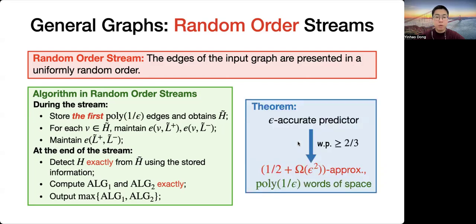The analysis follows directly from the offline algorithm. We can show that given oracle access to an epsilon accurate predictor, this algorithm is a half plus omega epsilon square approximation with probability at least 2/3. The space complexity is only poly 1 over epsilon words, since you can easily check that the size of H tilde is at most poly 1 over epsilon.